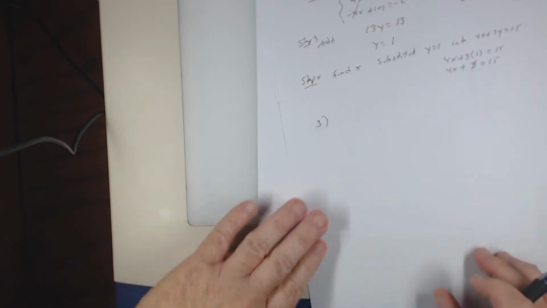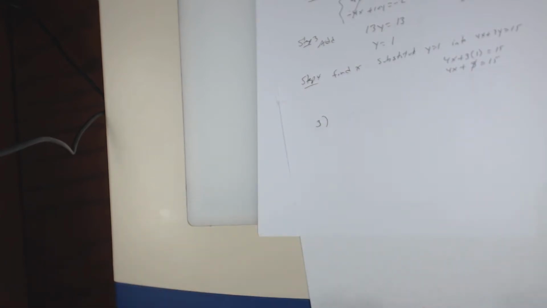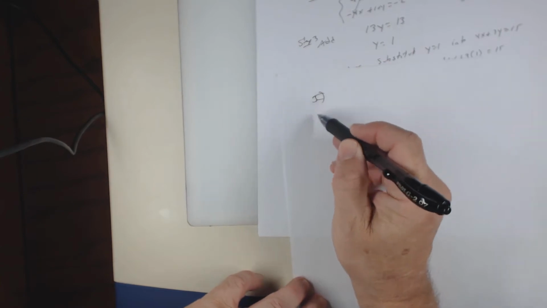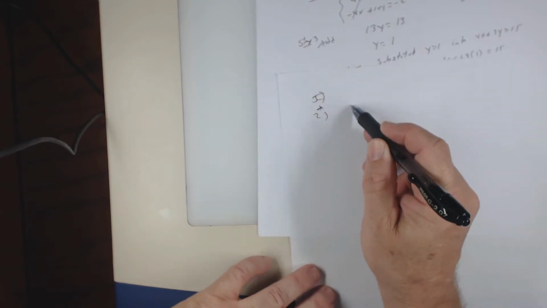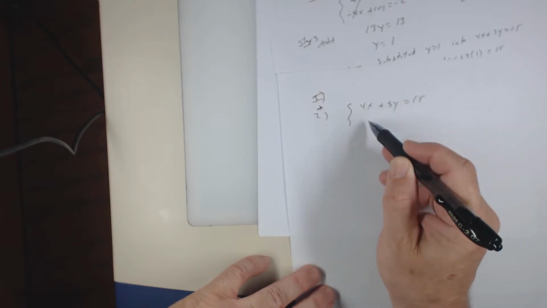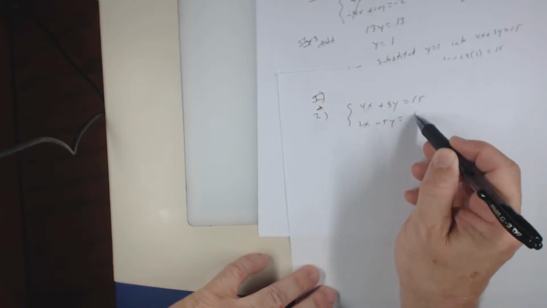Number 3. Let's suppose you had this. Let's do number 2 again because I said I was going to go back and do the other one. So let's do number 2, I'm sorry, let's do that 2 star. So we have 4x plus 3y equal 15, and 2x minus 5y equal 1.